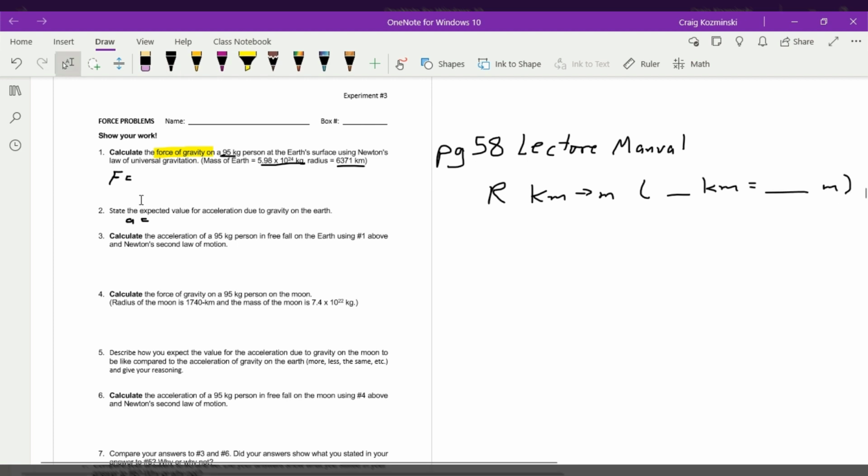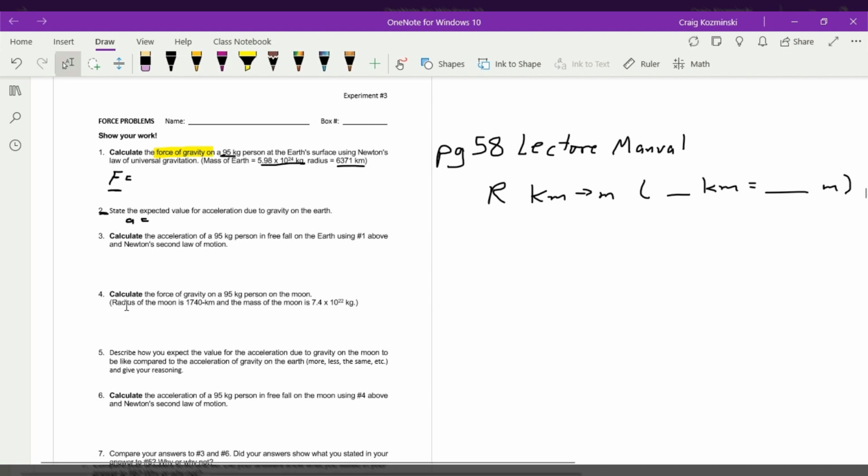In part 2, it says state the expected value of acceleration due to gravity on the Earth. This should be fairly intuitive to you at this point. And then in part 3, it says calculate the acceleration. And so in part 3, you're going to calculate the acceleration of a person with a mass of 95 kilograms in free fall on Earth using the force from part 1 to determine what the actual acceleration acting on this person is. And so in number 2, we're using the theoretical or the known acceleration due to gravity. And in part 3, we're actually calculating it using Newton's second law of motion, which is F equals ma.